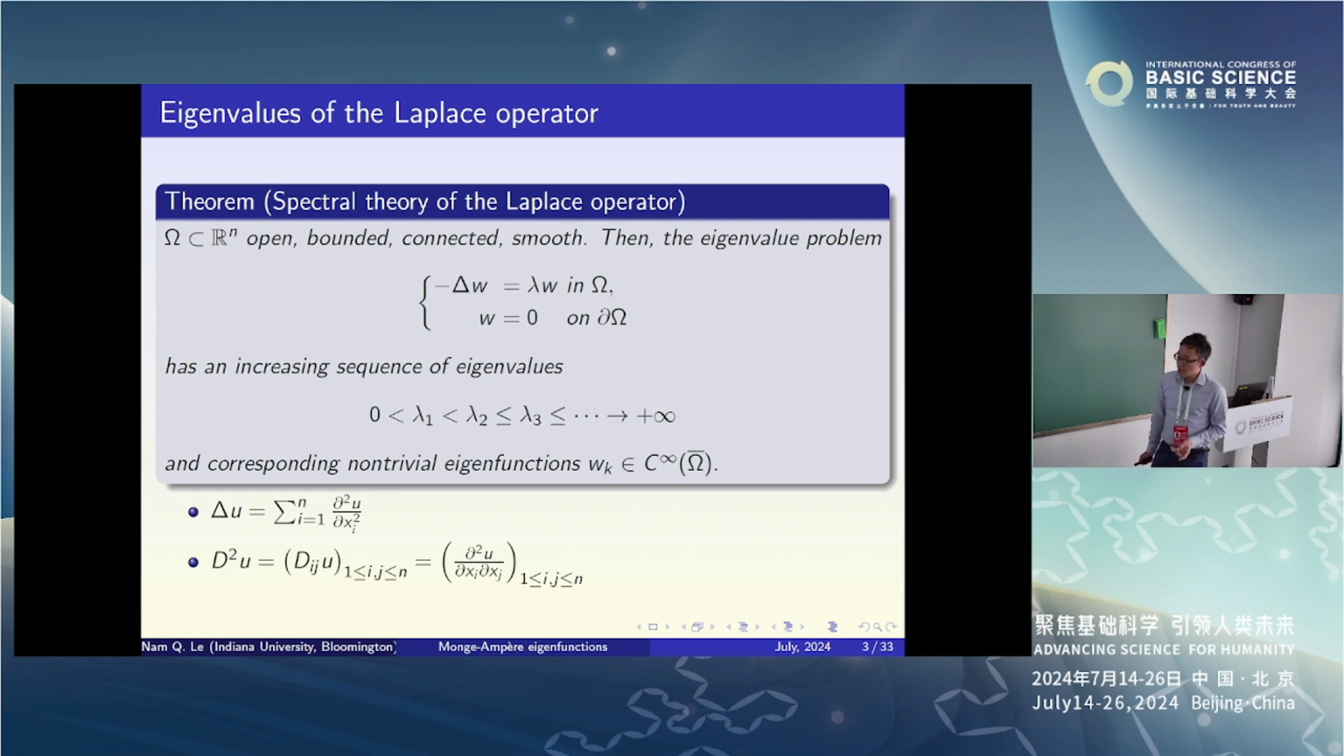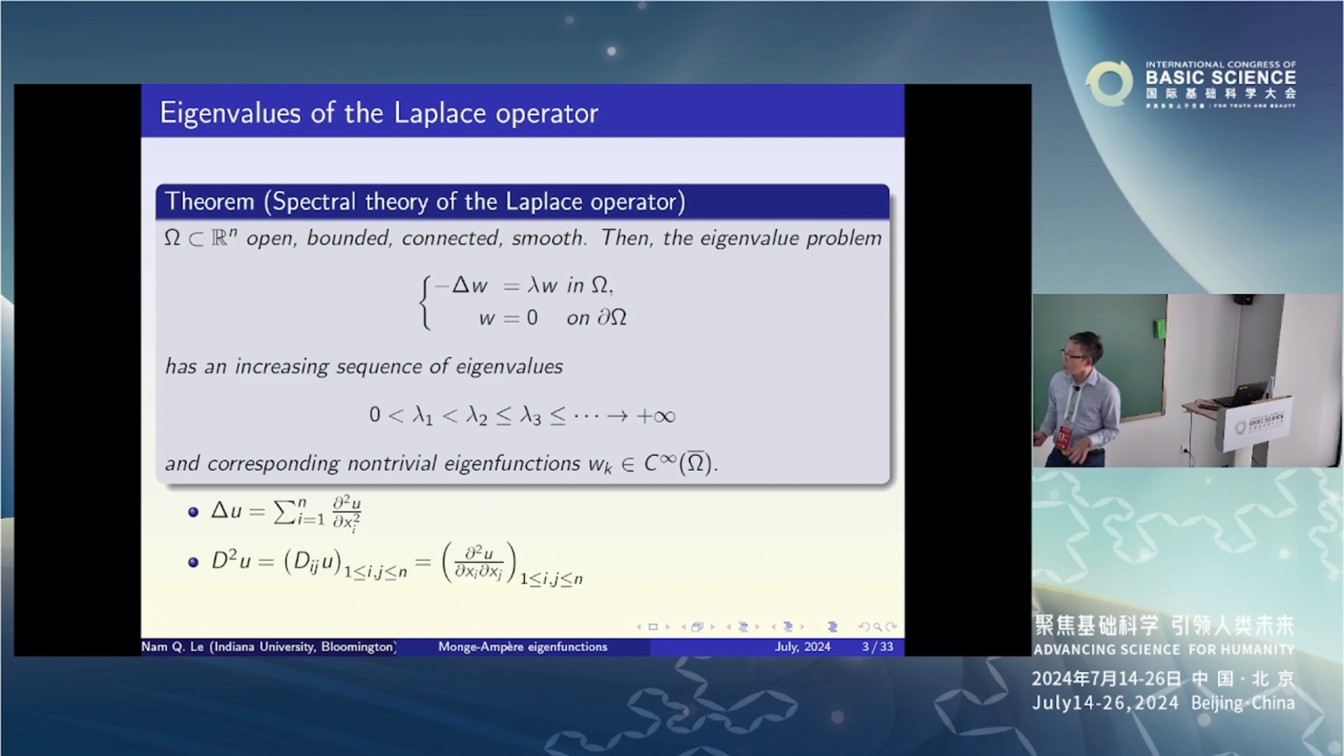So let's recall the classical spectral theory of the Laplace operator. If we are on a smooth domain omega in R^n and consider the Laplace operator, then we have a sequence of eigenvalues for this eigenvalue problem with zero boundary condition. And the corresponding non-trivial eigenfunctions are smooth up to the boundary. So that's the classical fact. In this talk, I will use D for the derivative. This is the standard notation, and D squared stands for the Hessian matrix. Starting from the Laplace operator, we have many nice properties of the eigenvalues and eigenfunctions.